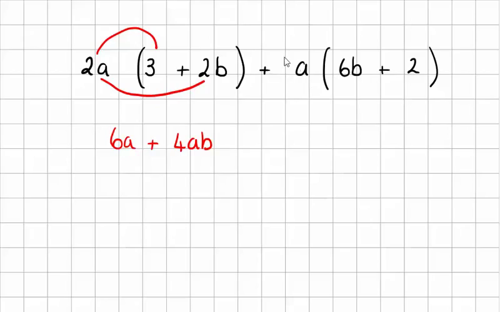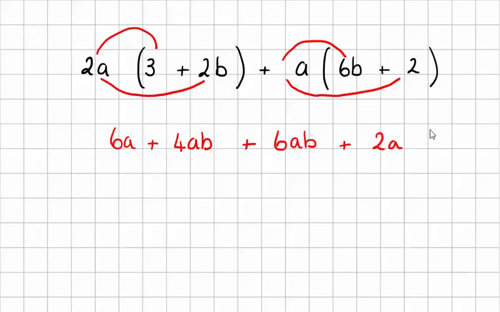Then we've got plus a times 6b. Do you know that one? 6ab. So plus 6ab. Well done. And then finally, plus a times plus 2 is 2a. So plus 2a.